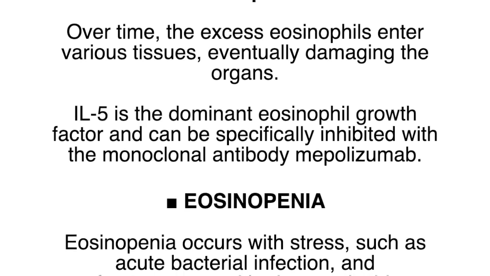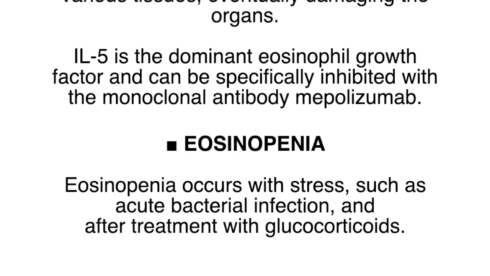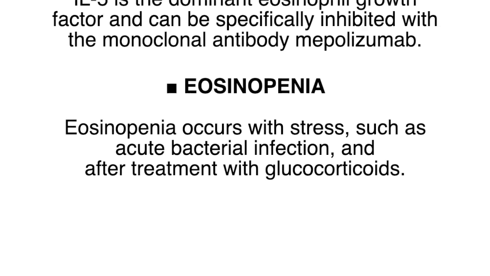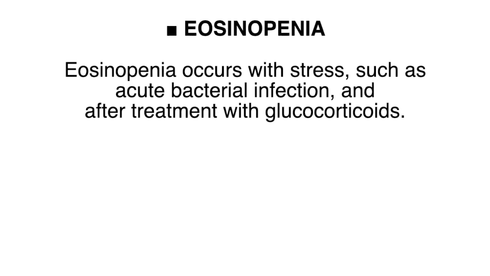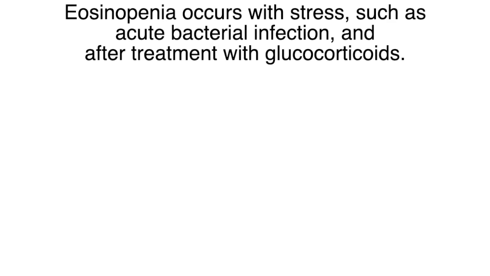IL-5 is the dominant eosinophil growth factor and can be specifically inhibited with the monoclonal antibody mepolizumab. Eosinopenia. It occurs with stress, such as acute bacterial infection and after treatment with glucocorticoids.